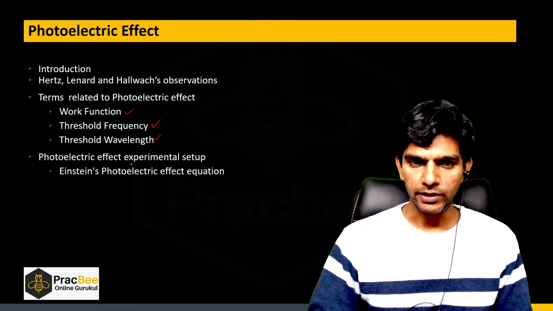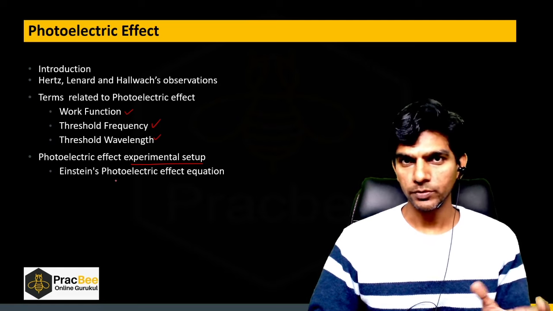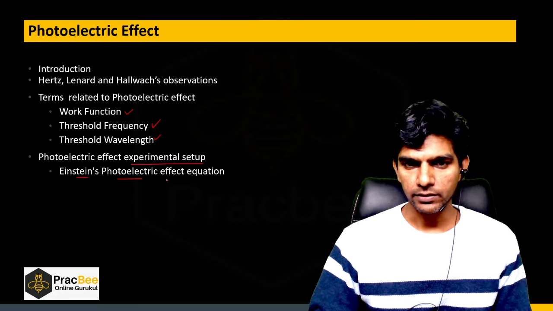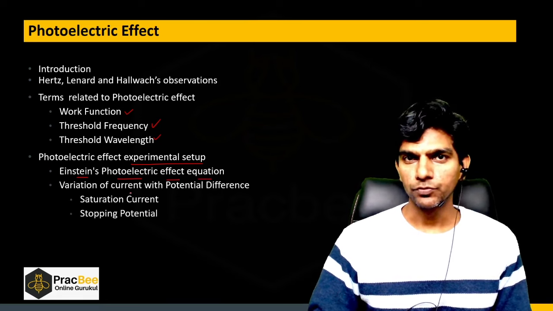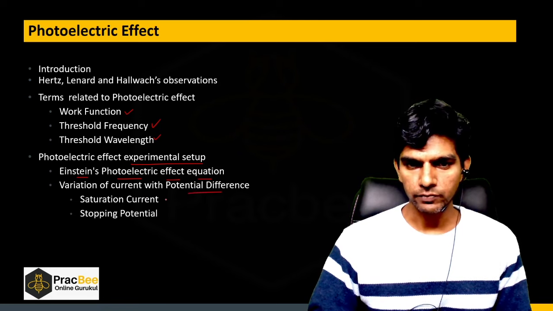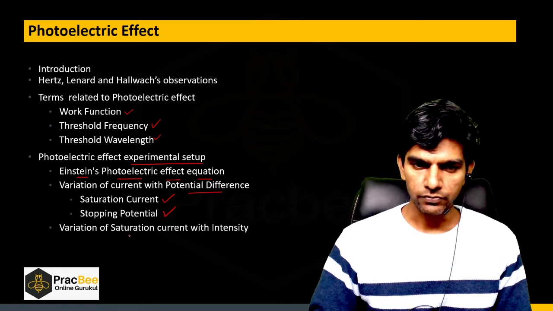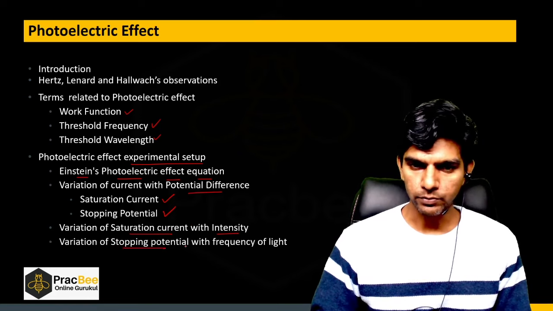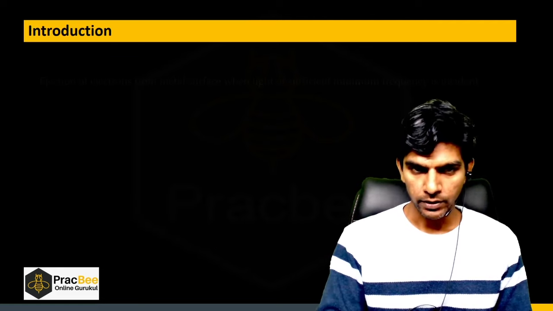Then we'll see the experimental setup. Suppose I want to observe this effect in a lab, what should be the experimental setup for that? Then Einstein's photoelectric effect equation. And then we'll see how the photocurrent varies with the potential difference and what is the concept of saturation current and stopping potential. Then we'll see the graph of saturation current with the intensity and then the graph of stopping potential with the frequency. So let us see what a photoelectric effect is.